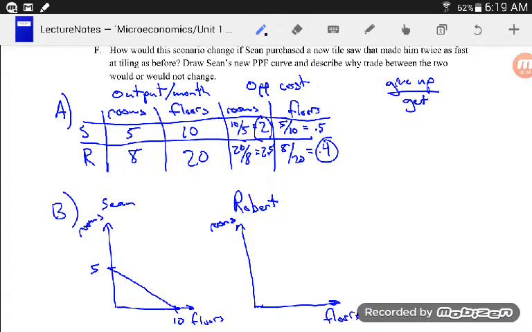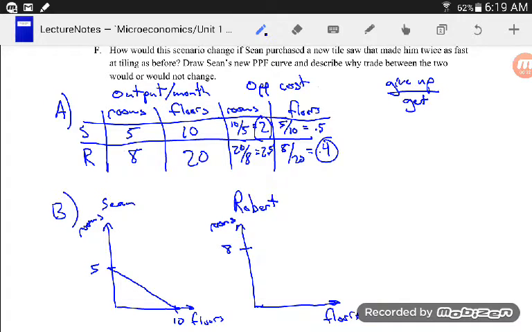Notice this is a straight line production possibilities curve. If it said something about increasing opportunity costs, of course it'd be a curved one, and in reality that's normally the case, although for our simplified version of just Robert and Sean looking at comparative advantage, we're just going to assume that they can easily trade off for either one of those activities.